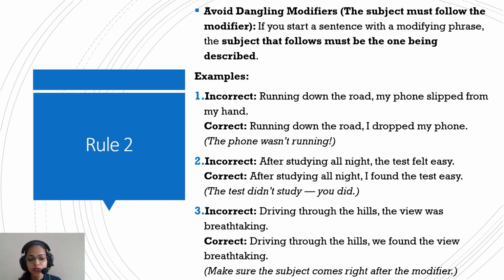Driving through the hills, the view was breathtaking. Driving through the hills, we found the view was breathtaking. So we add "we", so the modifier is not left dangling, not just left redundant or useless. So make sure that the subject comes right after the modifier. Okay, you see the confusion it can cause otherwise.